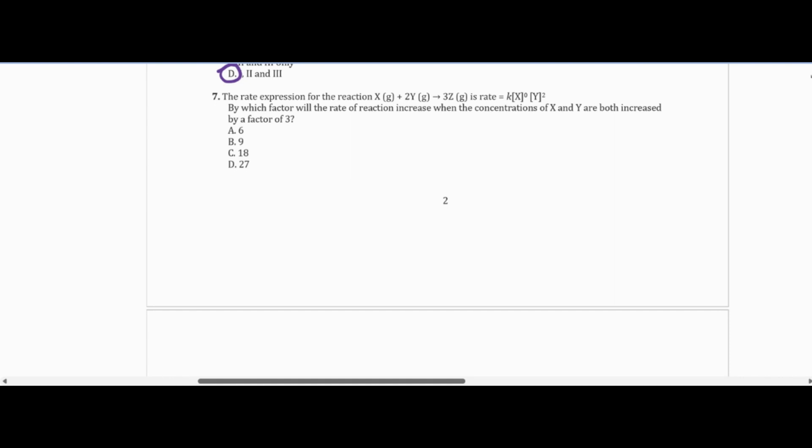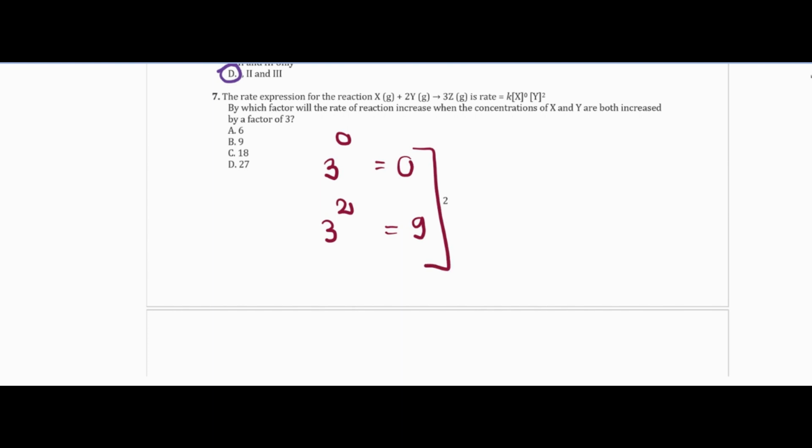7, the rate expression for the reaction is given. By which factor will the rate of reaction increase when the concentrations of X and Y are both increased by a factor of 3? So this calls for us to replace X and Y with the factor, so 3. We have 3 to the power of 0, well, that'll be 1. And we also have 3 to the power of 2, which is 9. So obviously that will be 9. B.